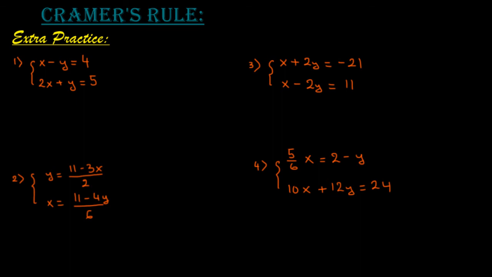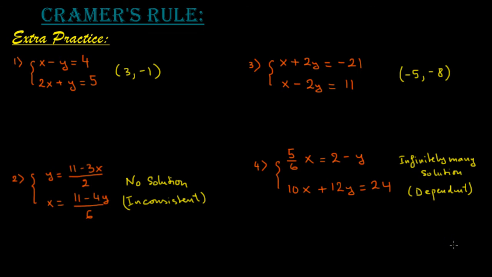Now I hope that we have the answers. Here is my answer. For problem 1, you have 3 and negative 1. Problem 2 is no solution, or the system is inconsistent. Problem 3, negative 5 and negative 8. Problem 4, the answer is infinitely many solutions, and it can also be called the system is dependent.